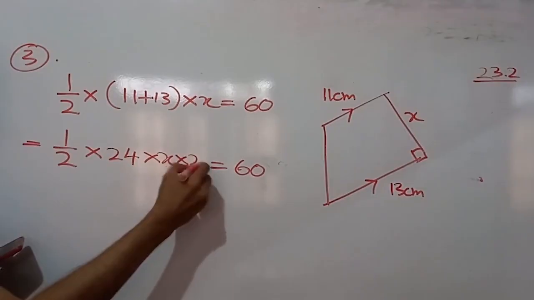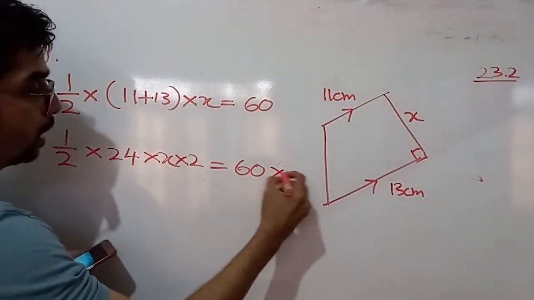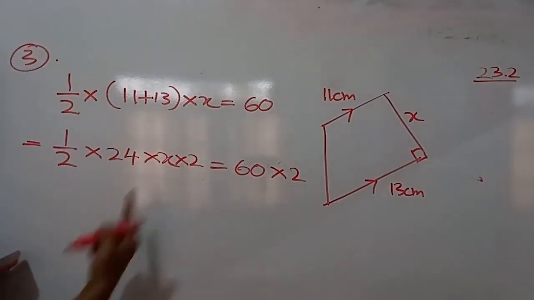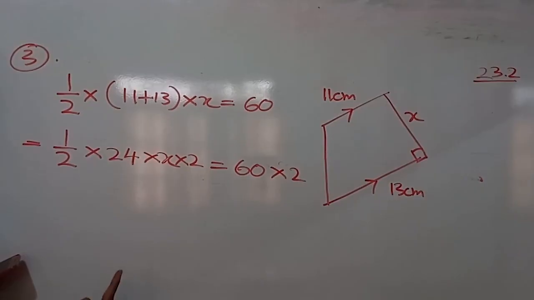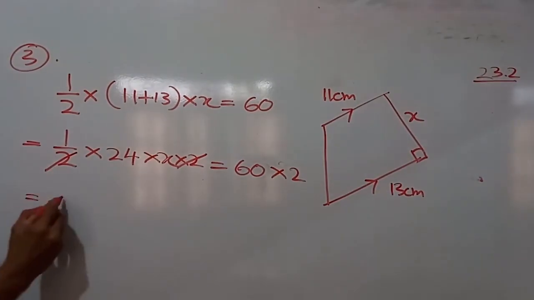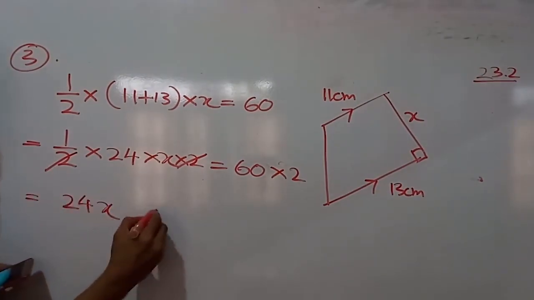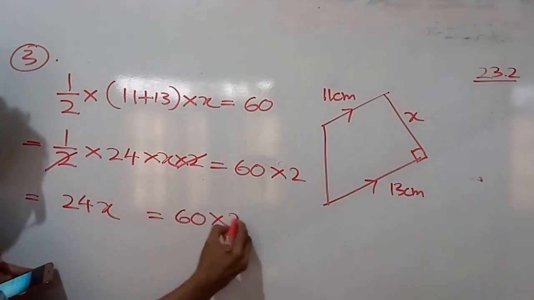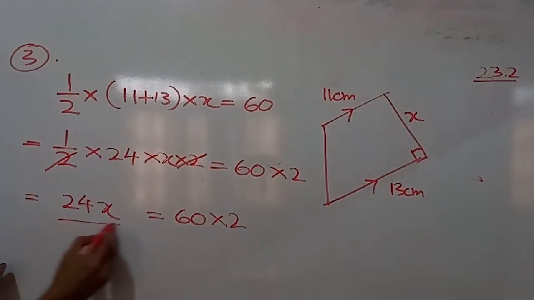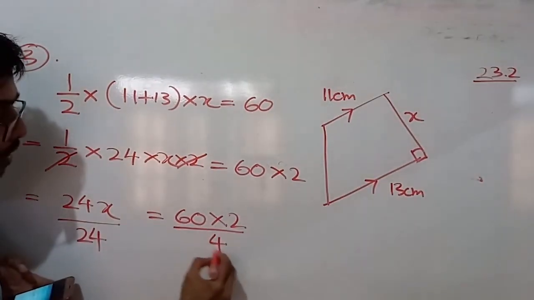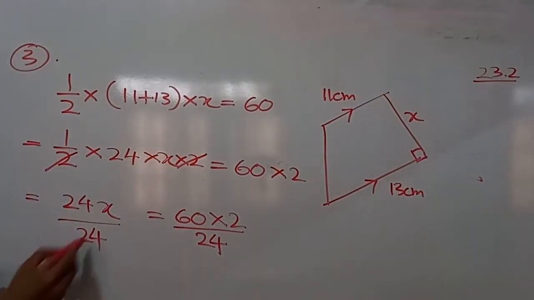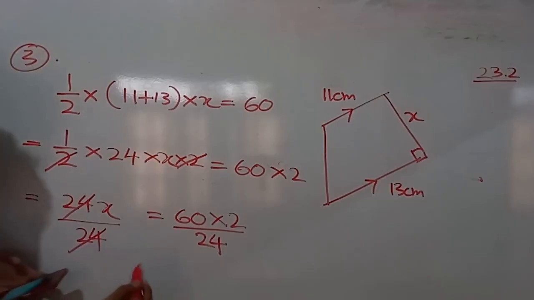Now I will multiply this side by 2. So I have to do the same thing to the other side. These are equations, right? So I have to do that. So we can cancel out the 2. Then 24x is equal to 60 times 2. Now I will divide this side by 24. So I have to do the same thing to the other side. So we can cancel out the 24.